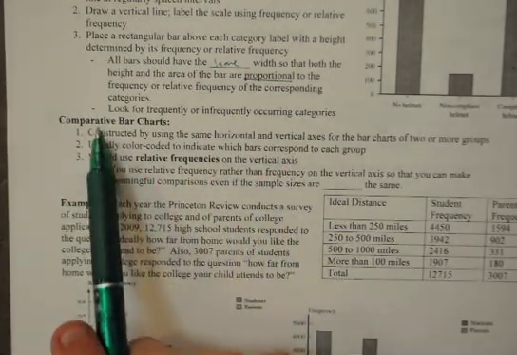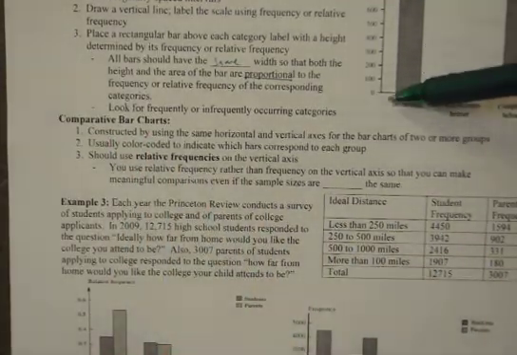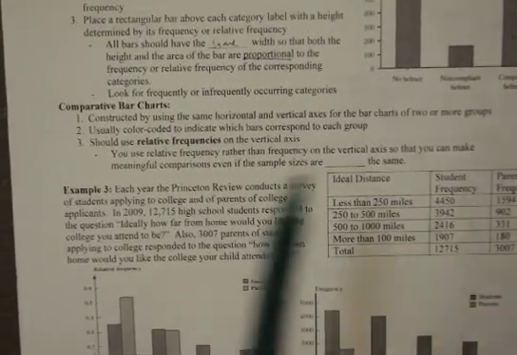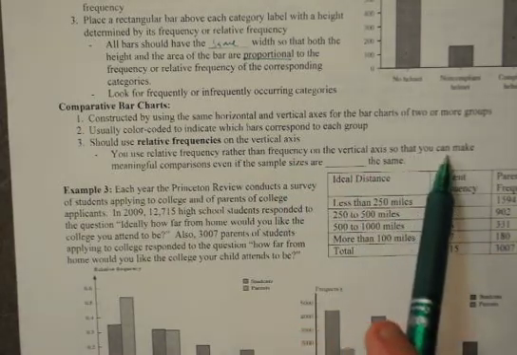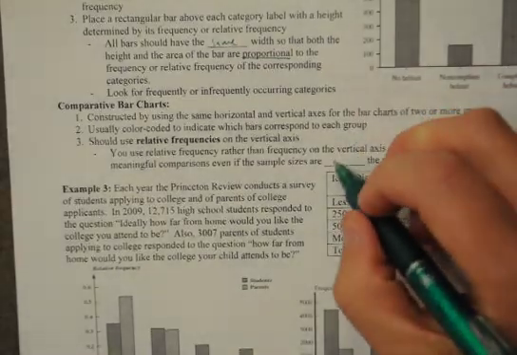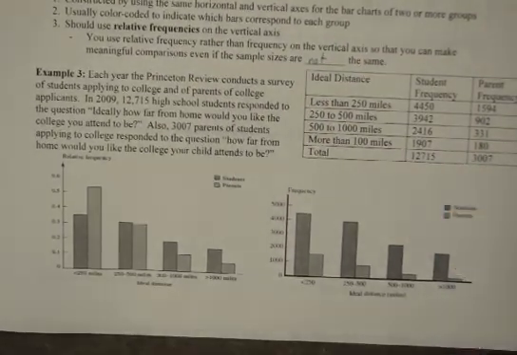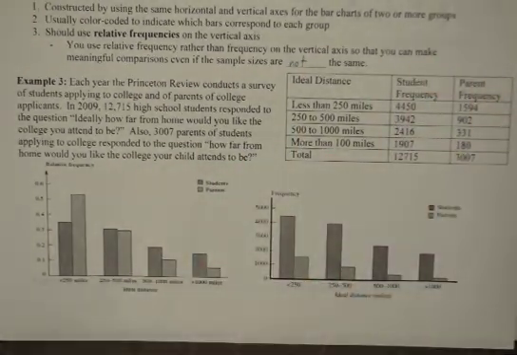For comparative bar charts, use the relative frequencies on the vertical axis, because you can get things that look a little weird. Use relative frequency rather than frequency on the vertical axis so that you can make meaningful comparisons even if the sample sizes are not the same. And so here's an example. Let's go ahead and pause the video and read through this example.